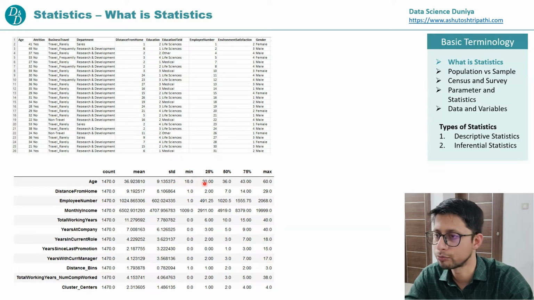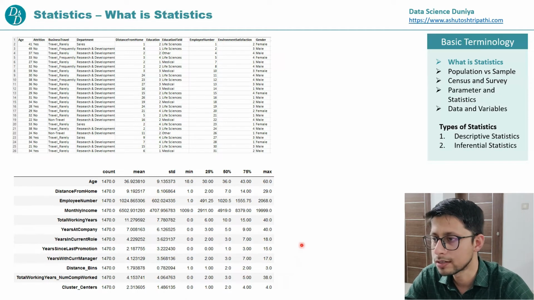So for the bottom 30%, 25% data, the maximum age is 30. So that's what it tells. But I'm going to describe these one by one in later videos. Here this is some descriptive statistics, but these are just numbers mentioned in front of you, right? So not much informative.